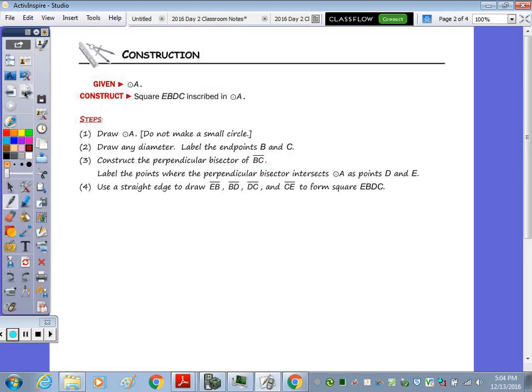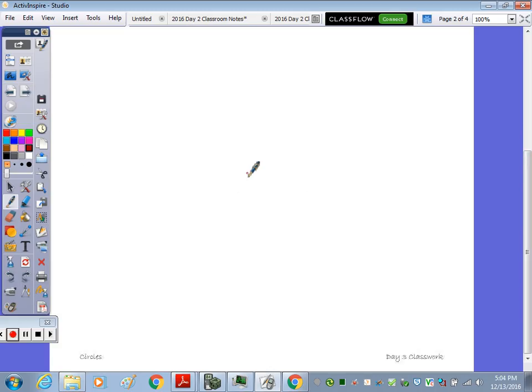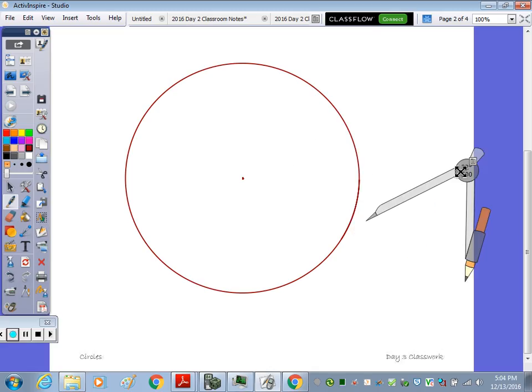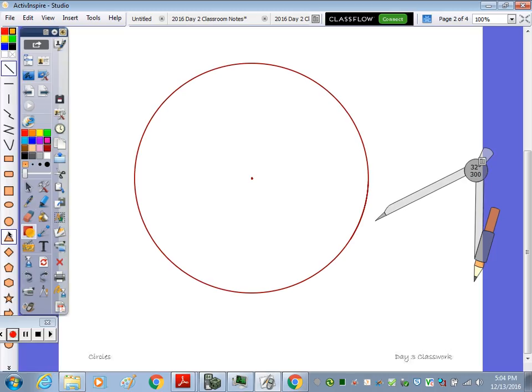All right, now on to the square. So I'm going to draw my circle first. I have to give myself a center to draw my circle. And there's the given circle. The first thing you want to do when you're constructing a square inscribed within your circle is draw a diameter. So I'm going to draw a diameter here. A diameter has to go through the center. You can draw any diameter.